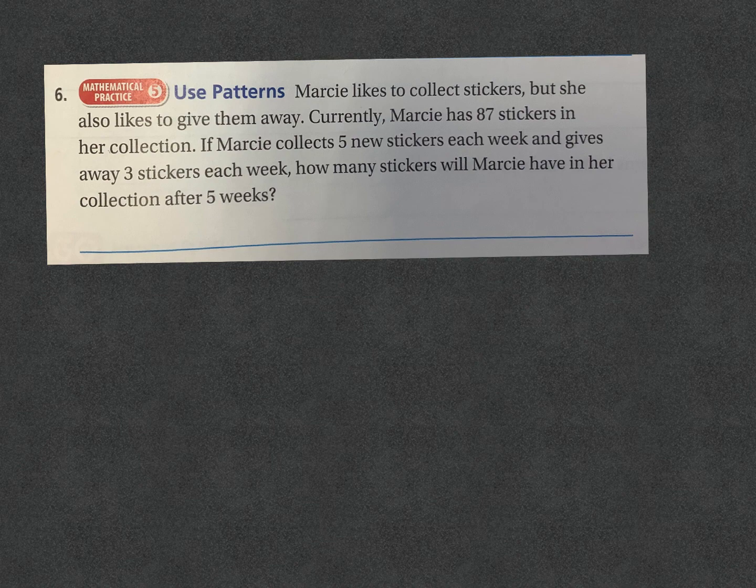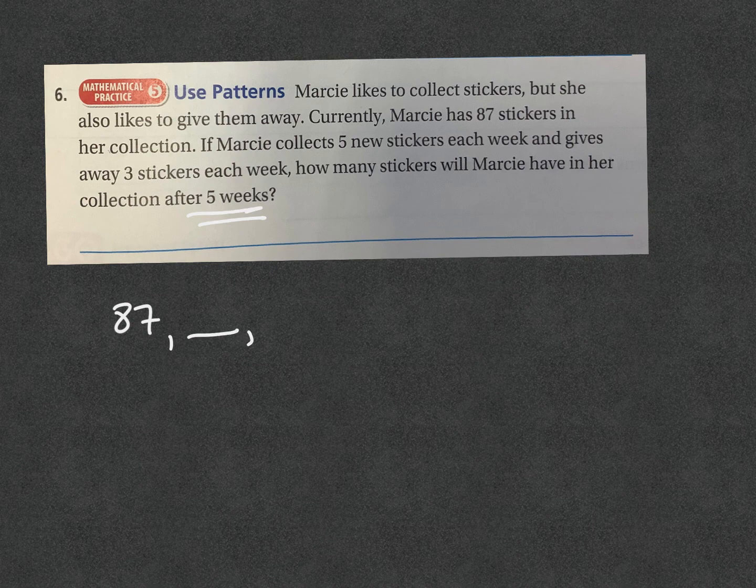I am going to look at number 6 with you, so that you can see this happening from a word problem perspective. So Marcy likes to collect stickers, but she also likes to give them away because she's generous, you know. Currently, Marcy has 87 stickers in her collection. That's the term we're going to be starting with. I'm going to go ahead and write that down. 87 is what she currently has. That's our starting point. If she collects 5 new stickers each week and gives away 3 stickers each week, how many stickers will Marcy have in her collection after 5 weeks?